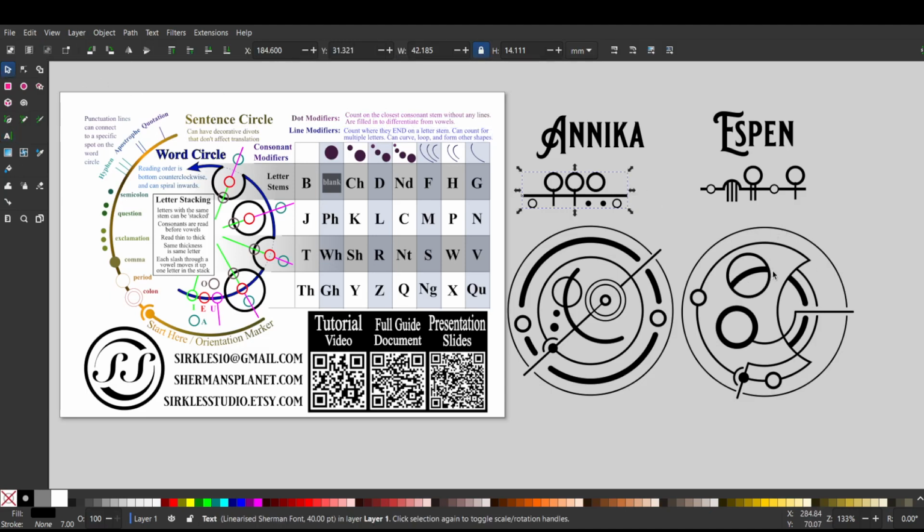Here we have a P. And while this is only one line in the P instead of the 2 lines shown here, again, lines count where they end on a letter stem. So this line here counts at this point and at this point, which is why this, if you were to continue it, would still be 2 lines because it counts here and it counts here. Lines count when they end on a letter. And here's another E, just like that E, and then another N with 1 line on it, just like these N's here. So anyway, that's Annika and Espen.